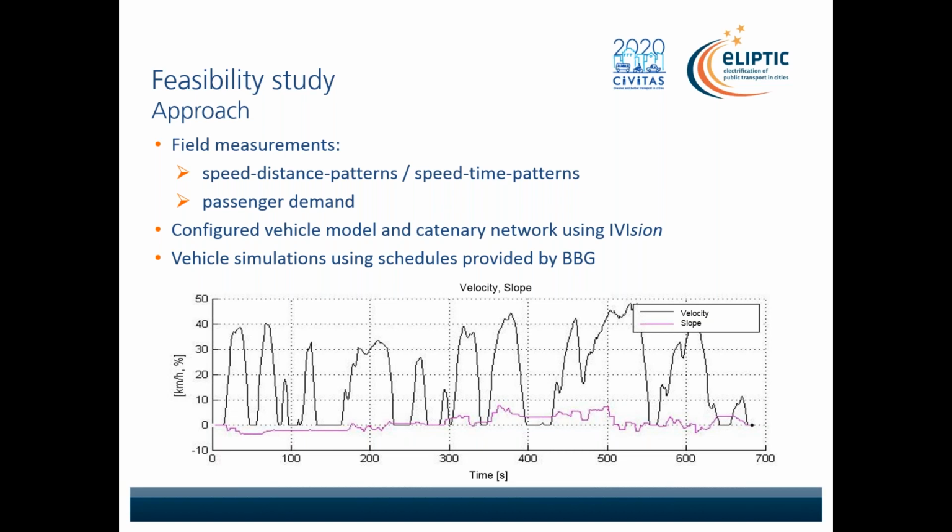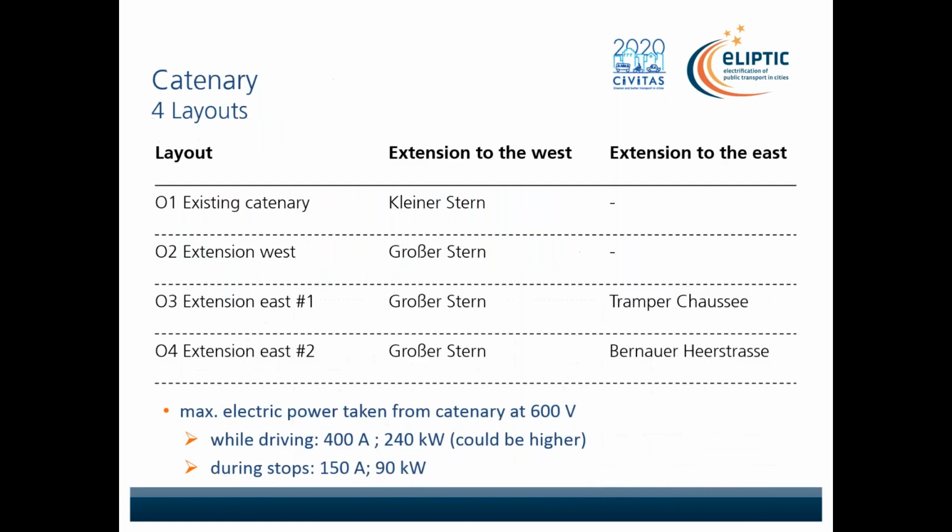Afterwards, we configured the vehicle model and the catenary network using the existing catenary network, and of course the data we got on the vehicles, and then we carried out the vehicle simulations using the schedules provided by BBG. Let's have a look at the different layouts for the catenaries. First, we looked at the existing catenary, then with just one extension to the west, then the second extension to the west, and then we also considered the additional extensions to the east.